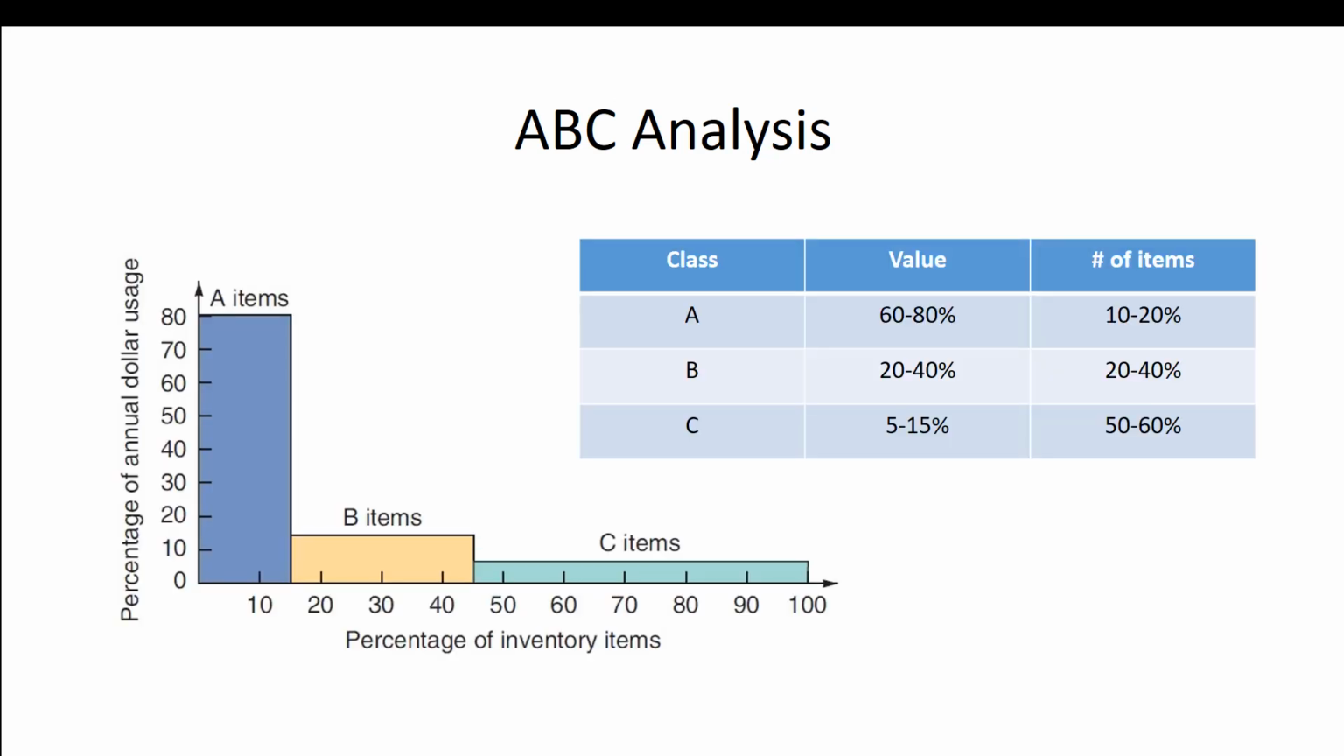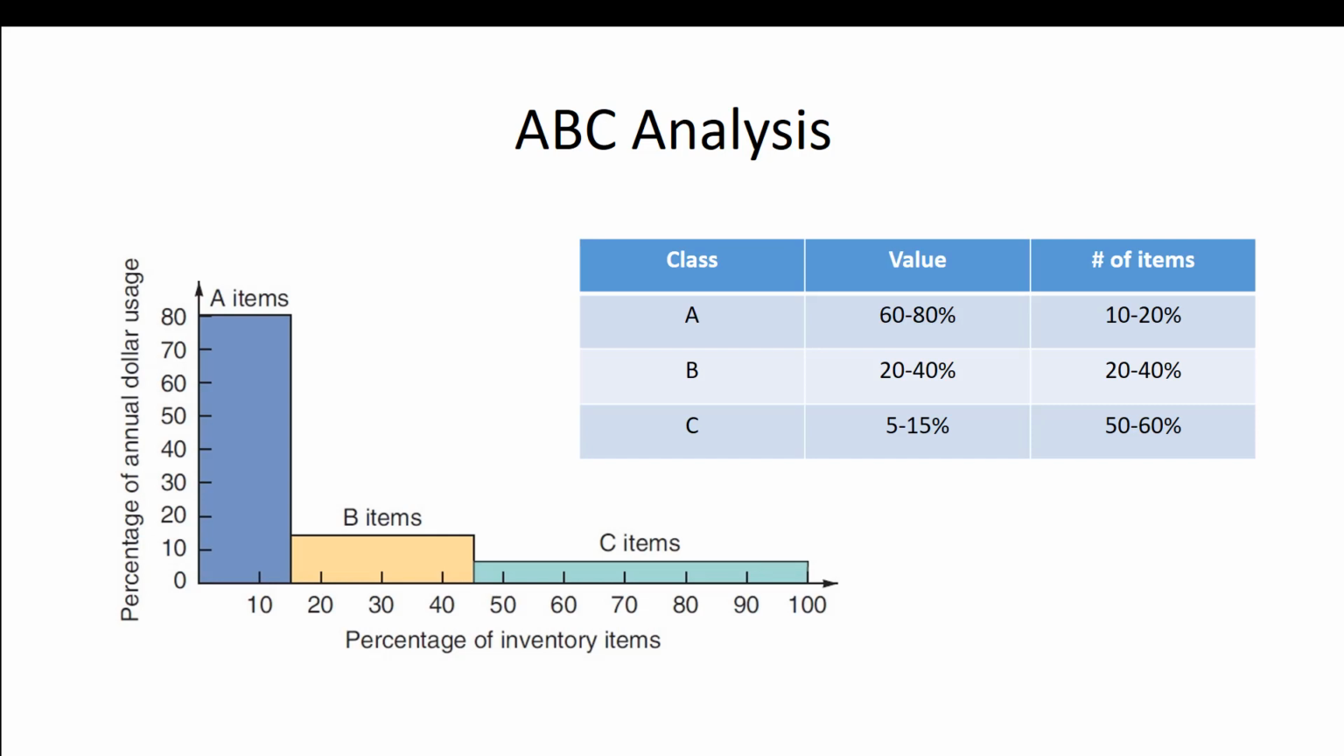So we would graph it like this. Our A items, you can see we have very few items. We have somewhere around 10 to 20% of our items, but that accounts for 60 to 80% of our sales. Versus our C items, which are at the opposite end of the spectrum. This is our deep inventory. This is the long tail, it's sometimes called. These are all the items that we have to have on hand to keep the customer happy, but this is not something that we're going to keep a lot of.